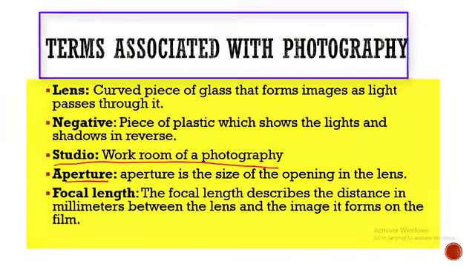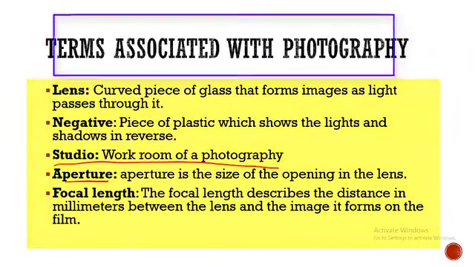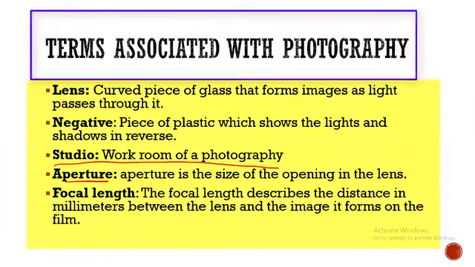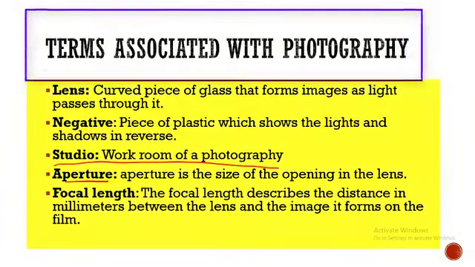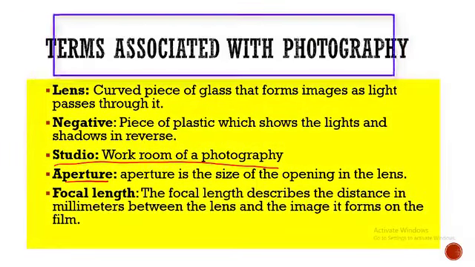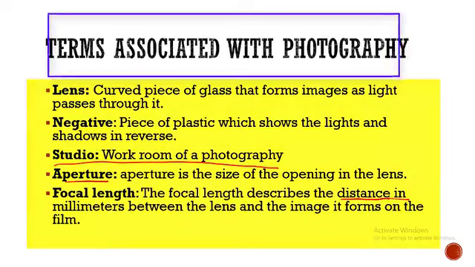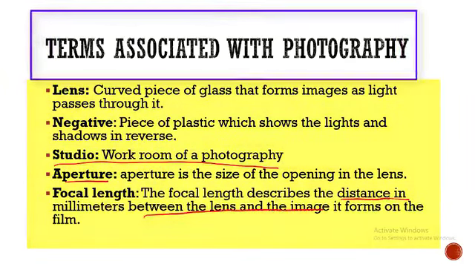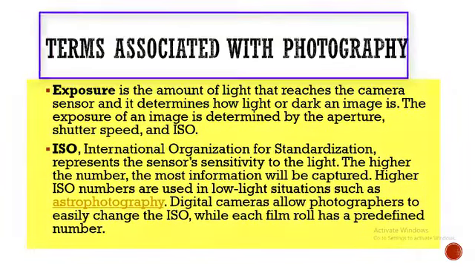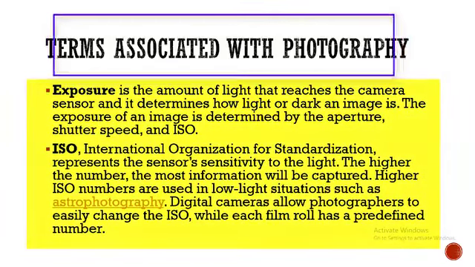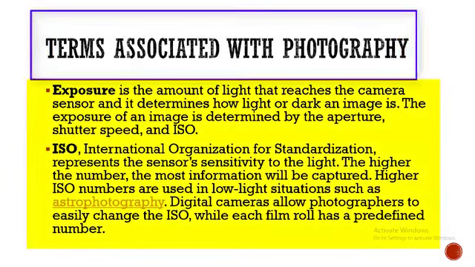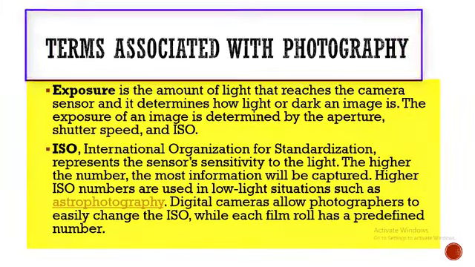Then we have what we call the aperture. The aperture is the opening of the lens, the size of the opening of the lens. Then we have the focal length. Focal length is the distance between the lens and the image. Then we have what we call exposure. Exposure has to do with the amount of light that reaches the camera sensor. Then we have what we call ISO, International Organization for Standardization.